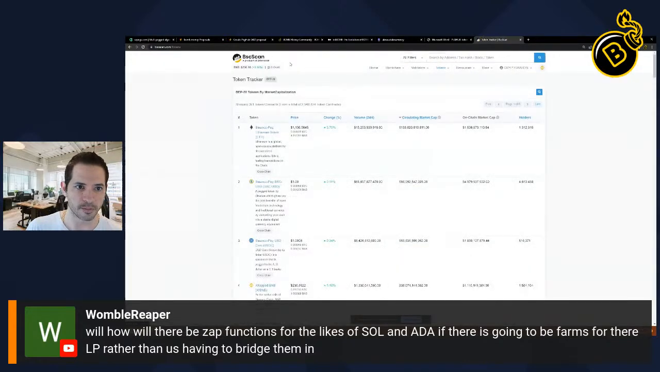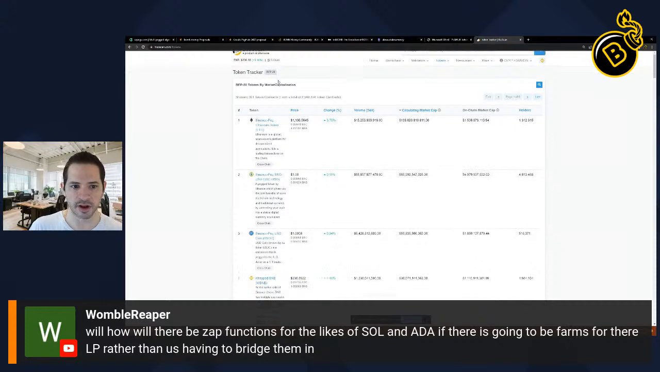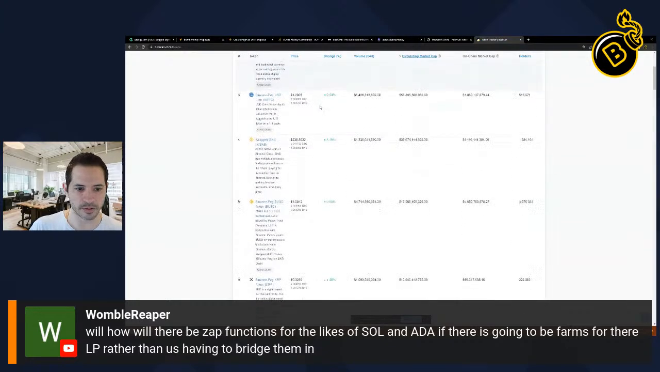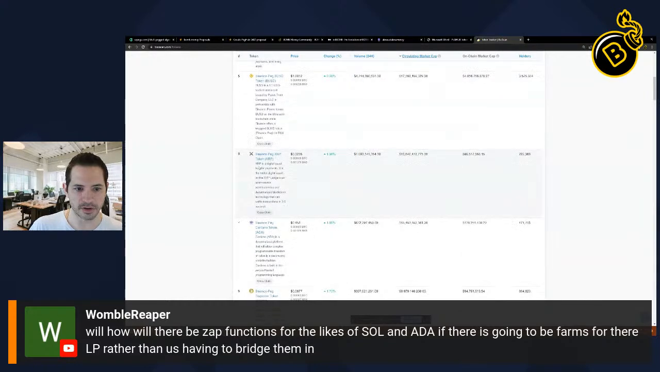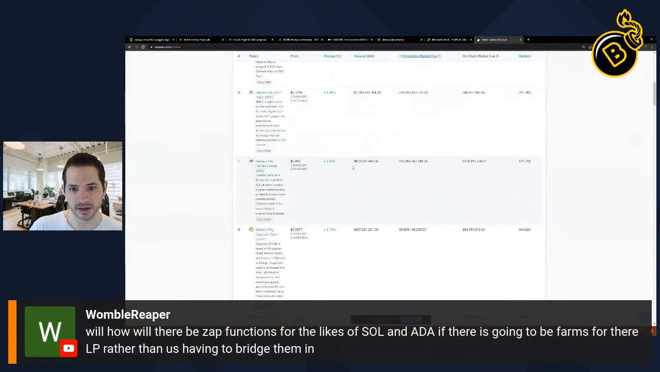So if we look at BSC scan and we look at the top tokens by market cap, these are tokens that are going to have big liquidity and a big presence on BSC, right? Let's scroll down a bit. We got XRP here at number 6. We got Cardano at number 7 with $672 million volume, $15 billion market cap on BSC. Wow. Or no, that's the circulated market cap. The on-chain market cap is 128 million. Sorry, guys, I don't look at this every day, as you can probably tell. But yeah, $128 million market cap on BSC is very nice.